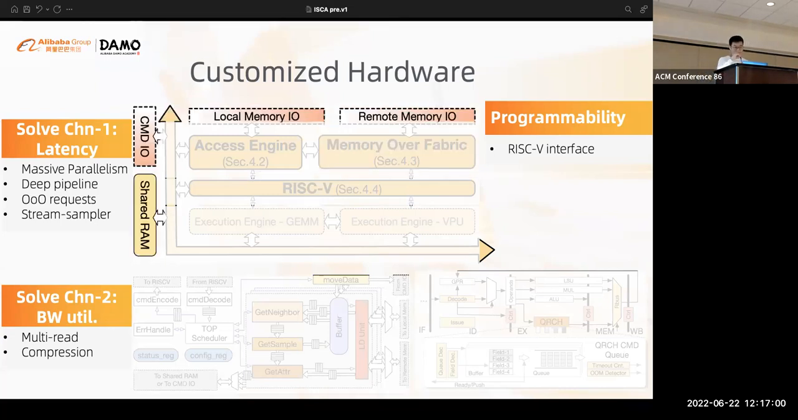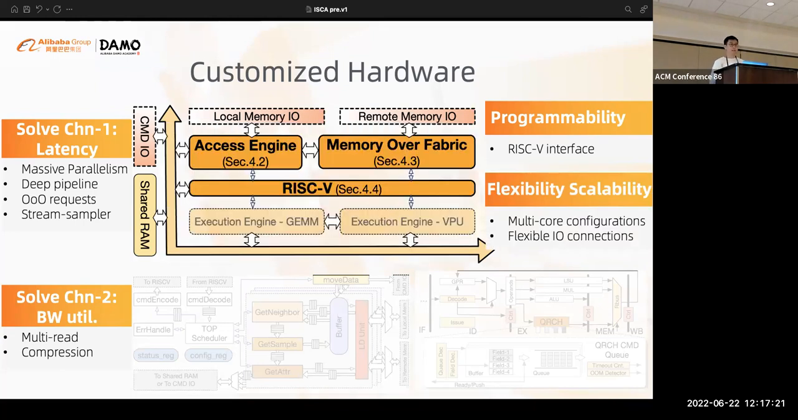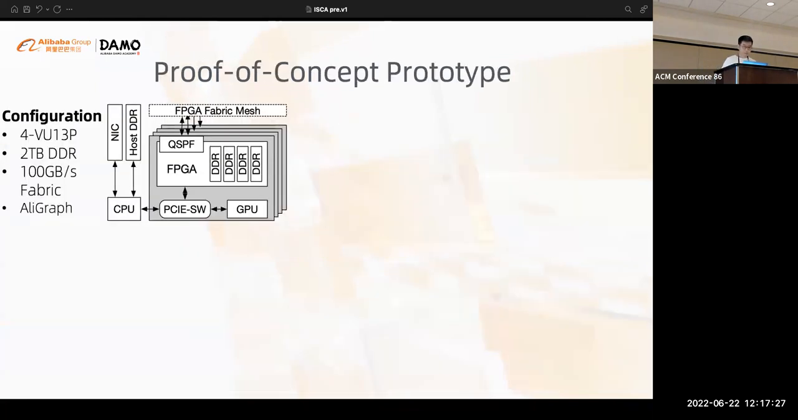We did the hardware design in a hardware IP style, so that it can be plugged into different scenarios. For example, you can change the local memory from direct DDR to PCIe connected memory, etc. All the other blocks are parameterized, and you can reconfigure them according to the demands. Then we further validated this hardware with an FPGA proof of concept prototype.